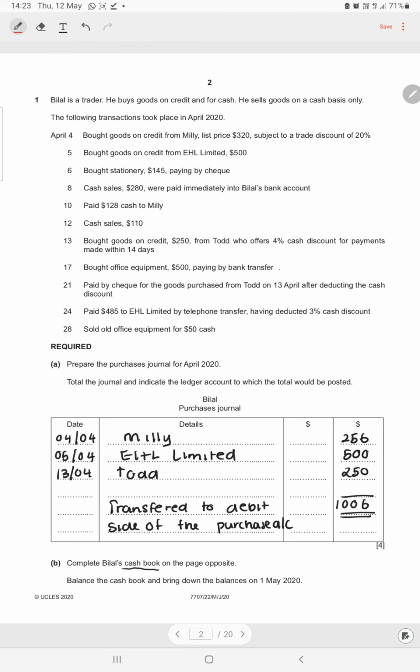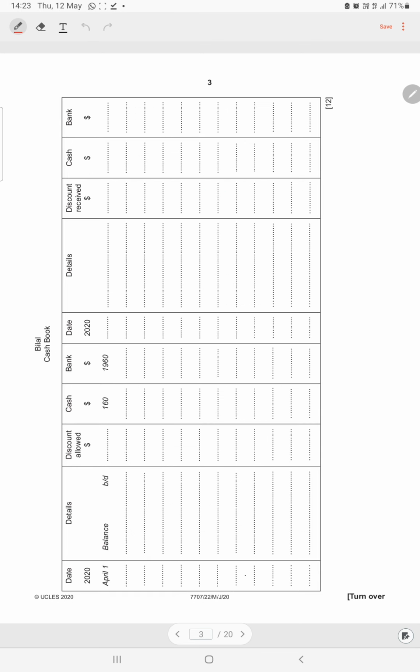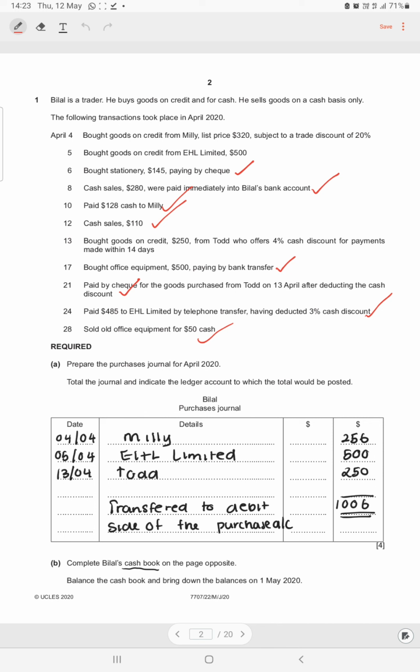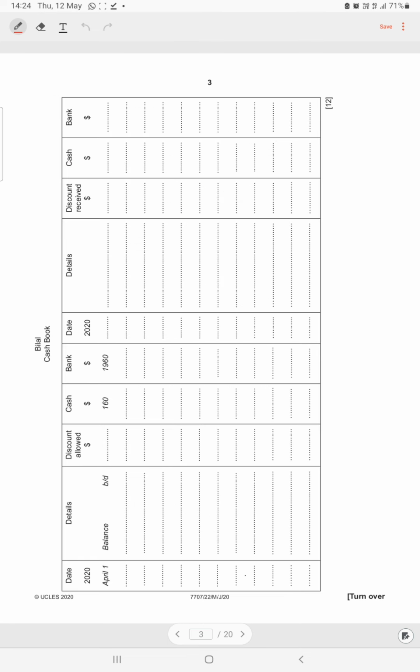Okay, so bought stationery by check, cash sales, paid Millie, cash sales. This transaction no. Bought office equipment, yes. Paid check, yes. Yes and yes. So we have 1, 2, 3, 4, 5, 6, 7, 8 entries that should go into our cash book. So first we'll see if there's an opening balance given. There is no opening balance given. So what we will do is we'll start off with our transactions. The first transaction that will go to the cash book is bought stationery of 145 by paying by check.